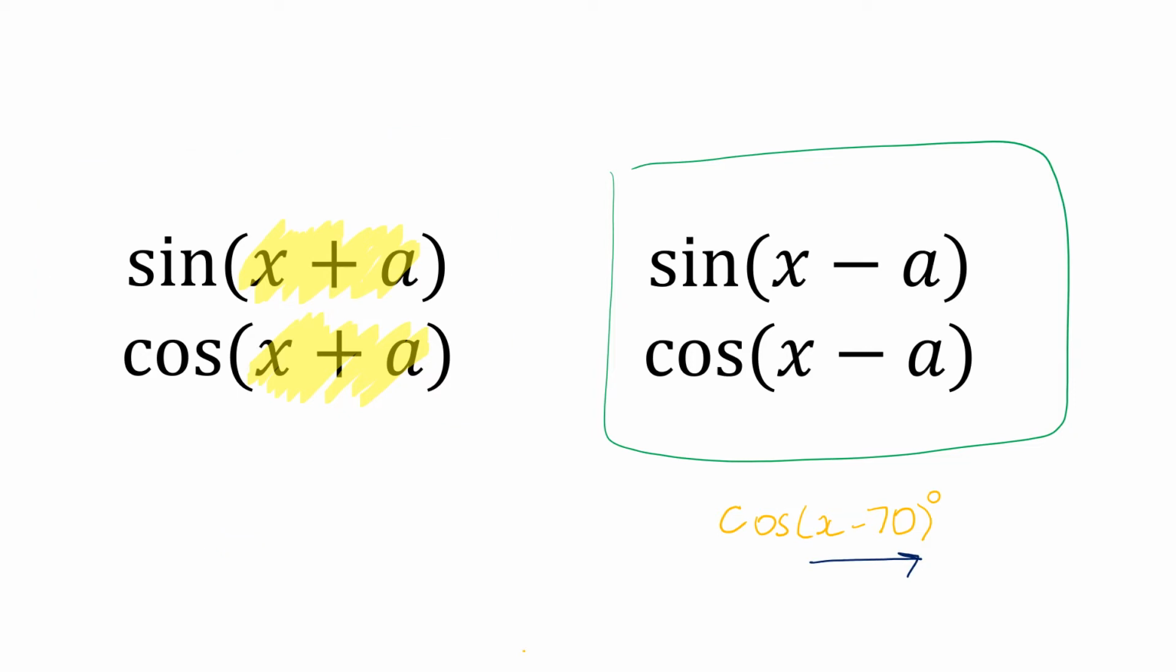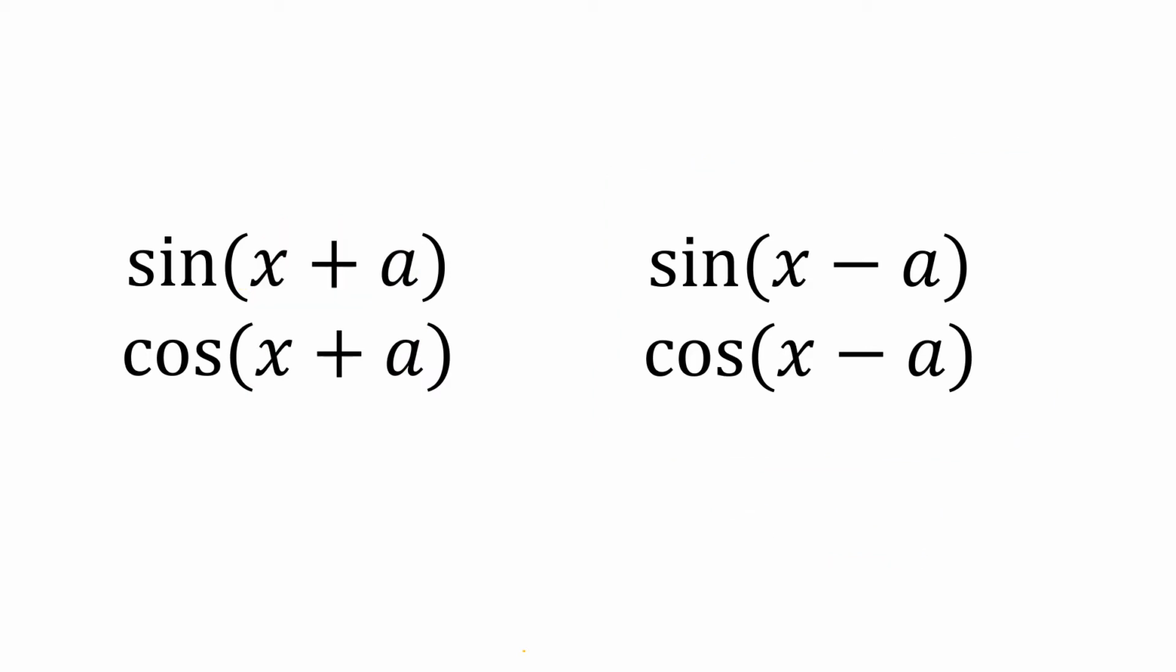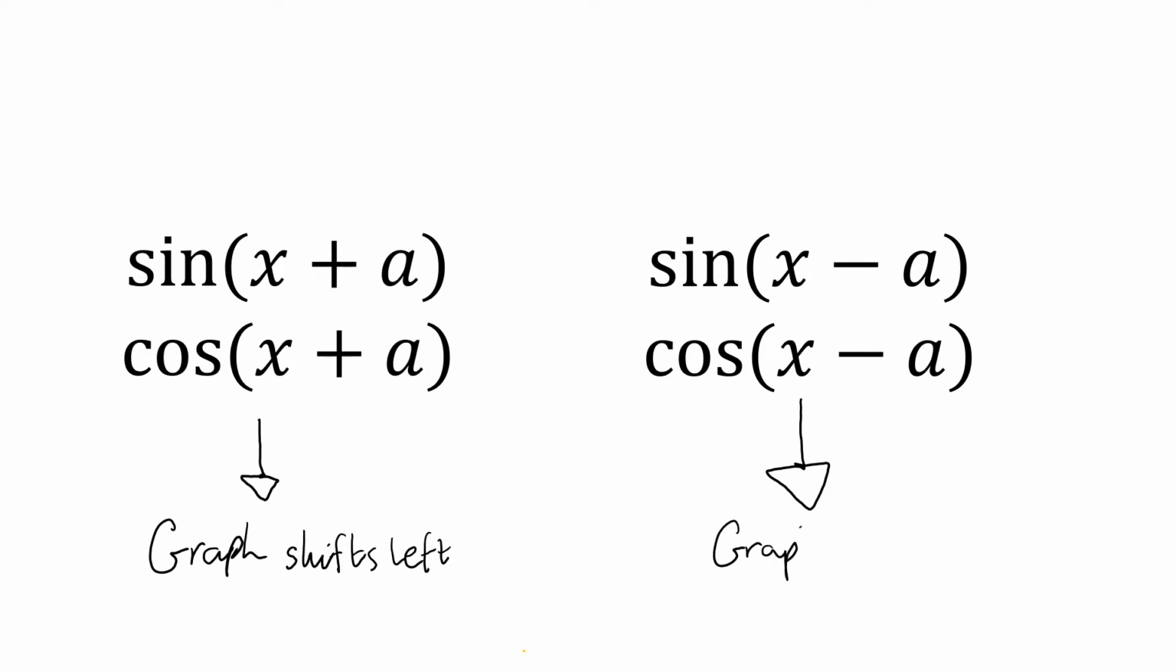Okay, so what we could say for this first scenario is the graph shifts left. And here we'll say that the graph shifts right. I've got two examples to show you, and then after I've shown you the two examples, we're going to have a look at a few past paper questions just to see how our thinking can work here.